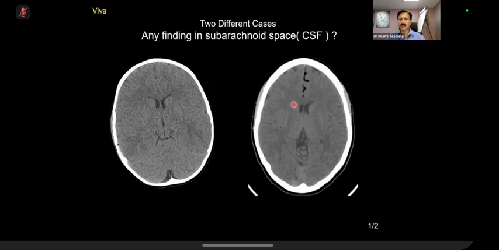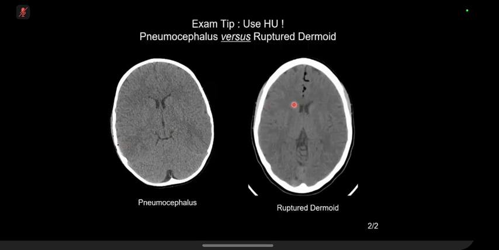And the key thing is that you have to ask for what? Hounsfield unit. Excellent. So ask for Hounsfield unit, and this will happen in the exam. Even if you pick up here, you will say that I would like to confirm it. Of course, when there is history of trauma, it is more likely. What about a patient having a dermoid and a ruptured dermoid with secondary trauma? That can also happen. So this skill I am trying to emphasize: ask for Hounsfield unit.